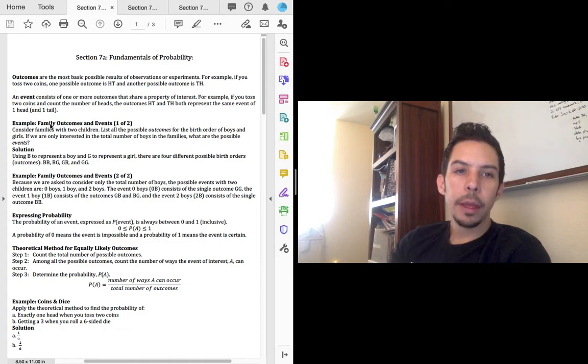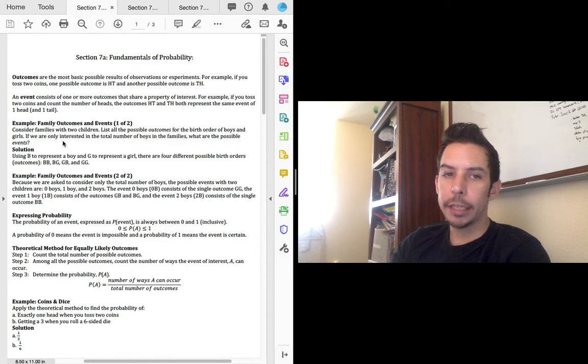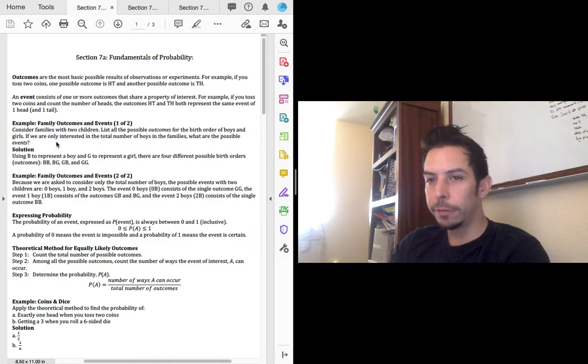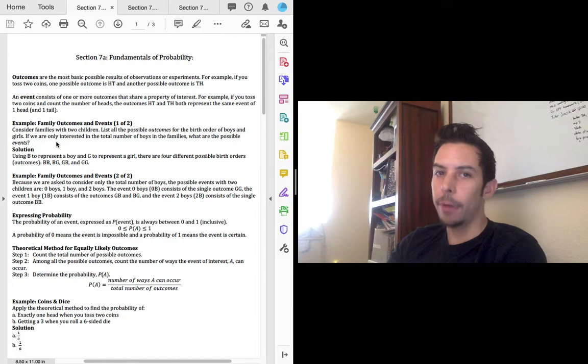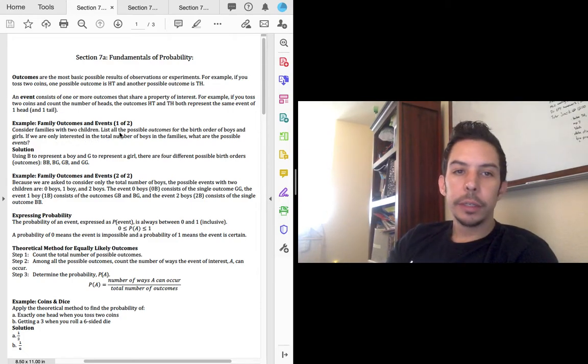So here's an example. We've got family outcomes and events. Just like in the heads and tails case, we're going to use B for boy and G for girl to represent the different outcomes that can happen. We're also going to assume that the probability, or the likelihood, of having a boy and a girl are the same. So consider families with two children. Let's list all the possible outcomes for the birth order of boys and girls. And if we were only interested in the total number of boys in the family, what are the possible events?